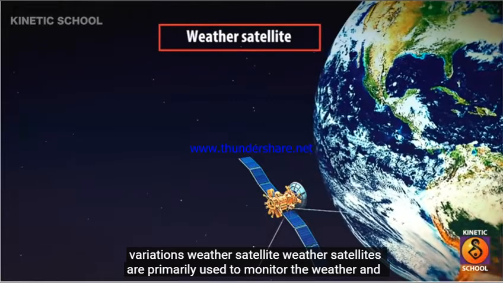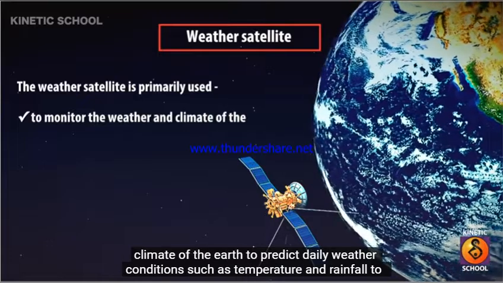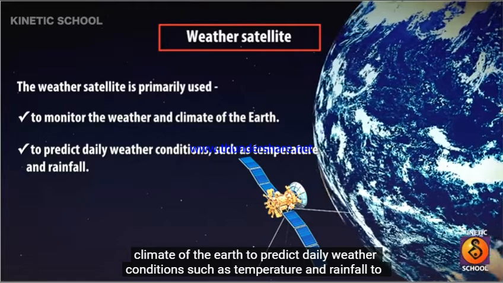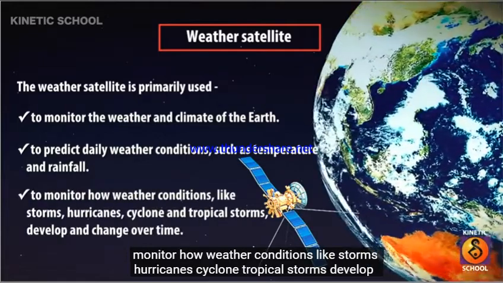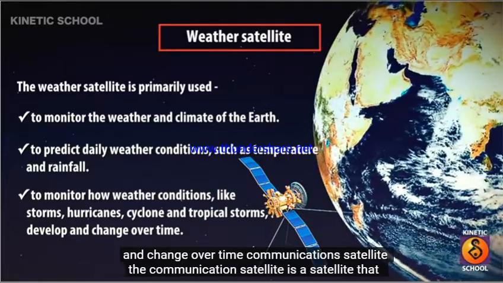Weather satellite. Weather satellites are primarily used to monitor the weather and climate of the Earth, to predict daily weather conditions, such as temperature and rainfall, to monitor how weather conditions, like storms, hurricanes, cyclones, tropical storms, develop and change over time.